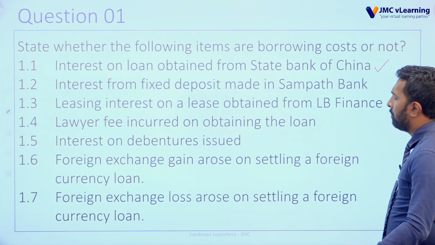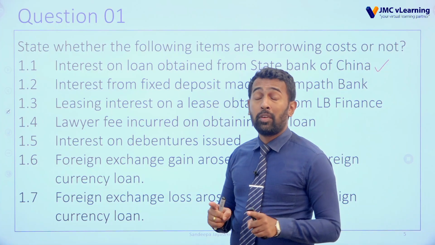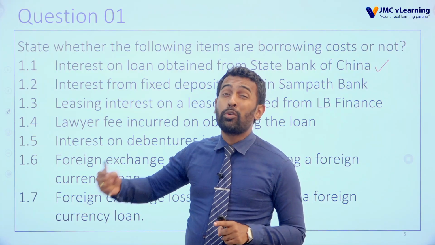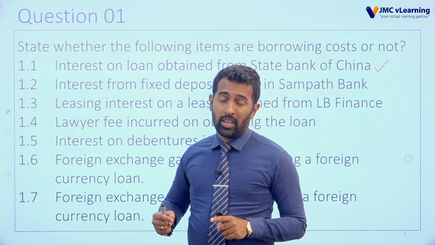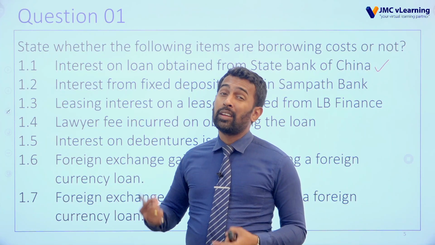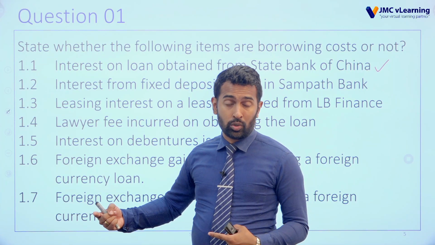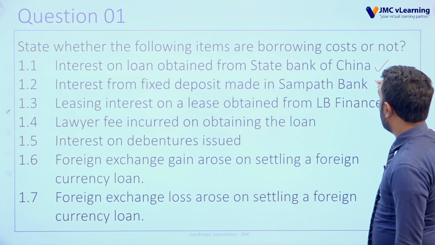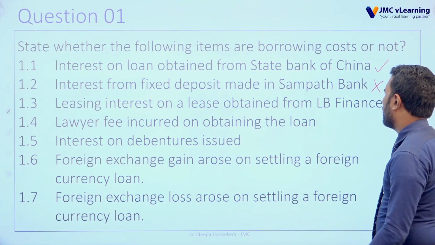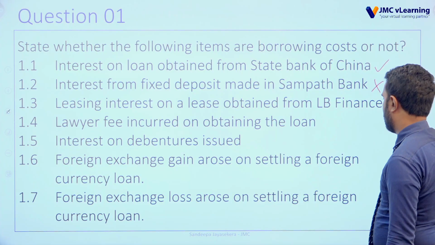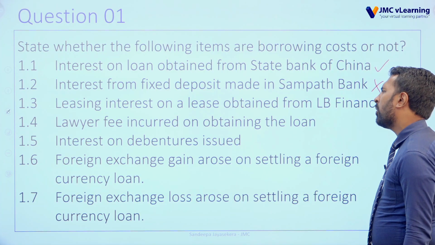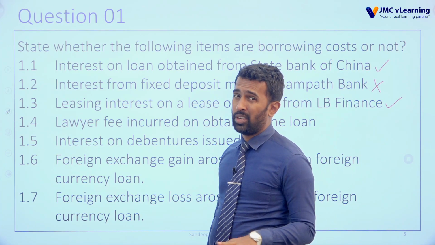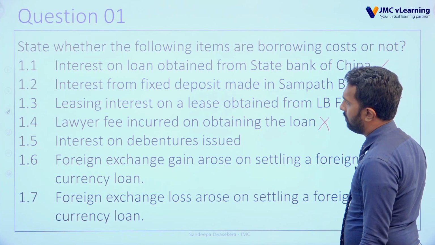Interest from a fixed deposit made in Sampath Bank. Always remember we are talking about borrowing cost, so that should be interest on borrowings, interest on loans. If it is a fixed deposit, you are getting an interest income, not an interest expense, so you can't consider the income part here. For the second item, it is a no. Leasing interest on a lease obtained from LB Finance, obviously yes. Lawyer fee incurred on obtaining the loan, no. We didn't come across any lawyer fees or any other such thing. It's not a borrowing cost.